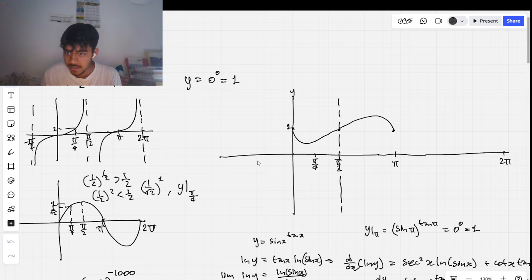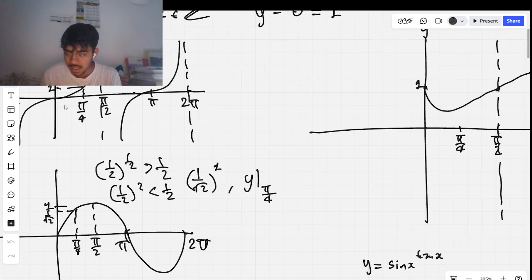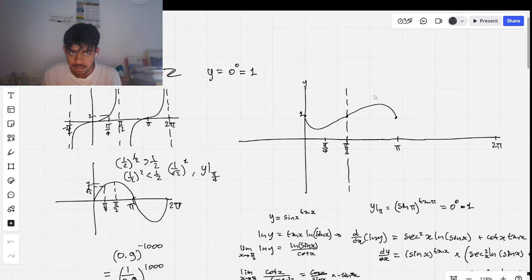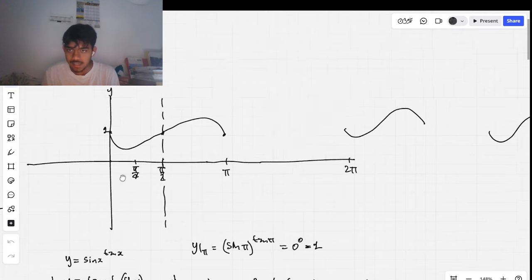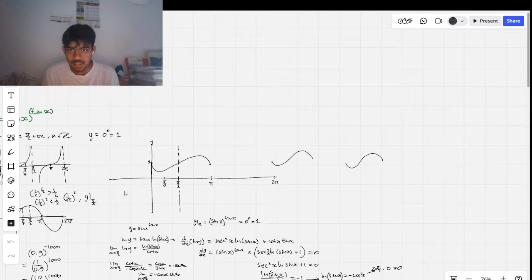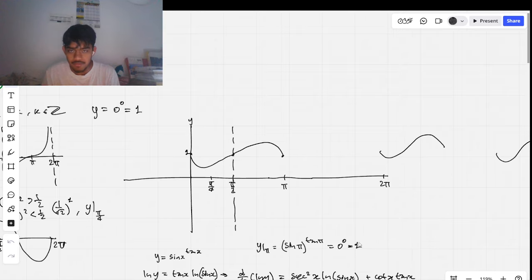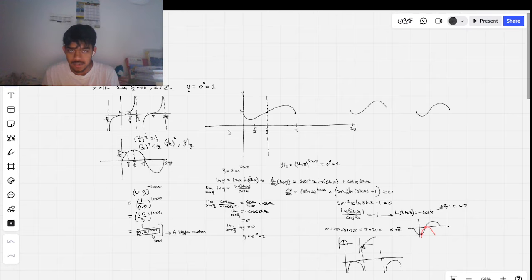Not that I can think of. The only thing that changes is the fact that before pi by 2, tan is a positive number, and after pi by 2 it is a negative number. So perhaps that would explain that. So I guess if I were to extend this, my next point would be like this, and so on. And the same thing can be said on this side of the graph. So this is kind of my final sketch of it.